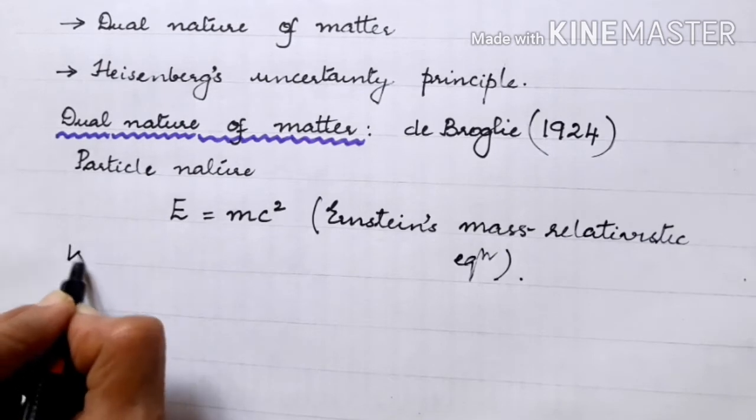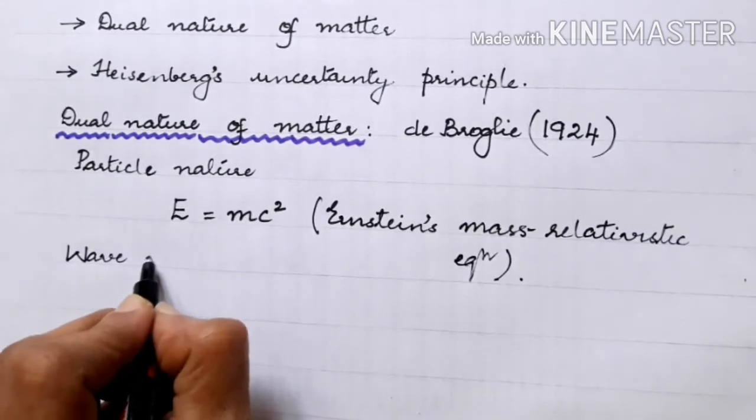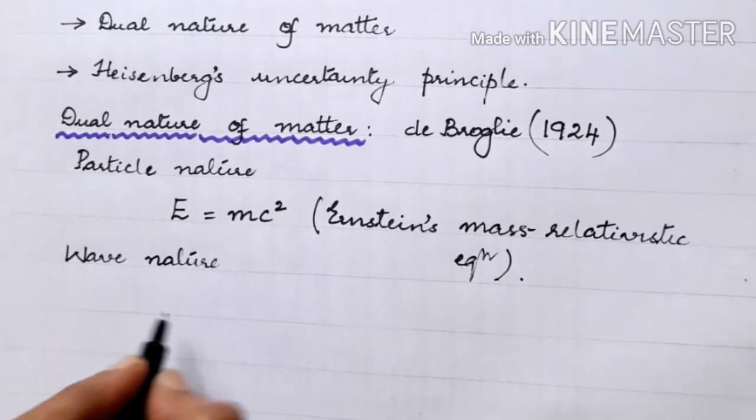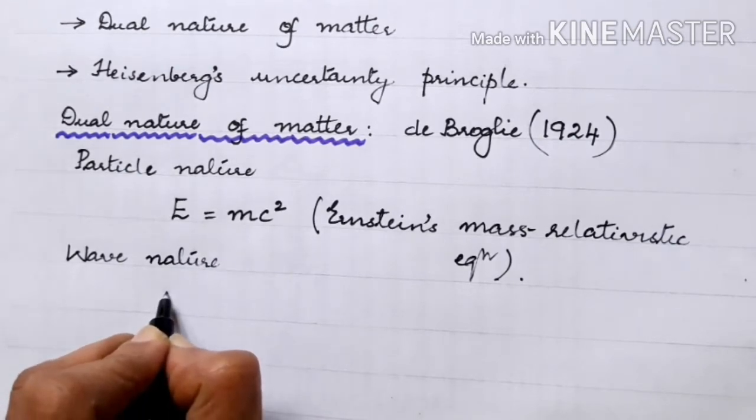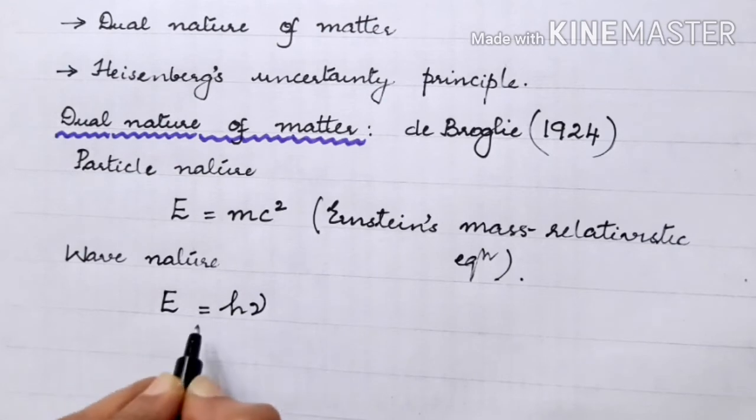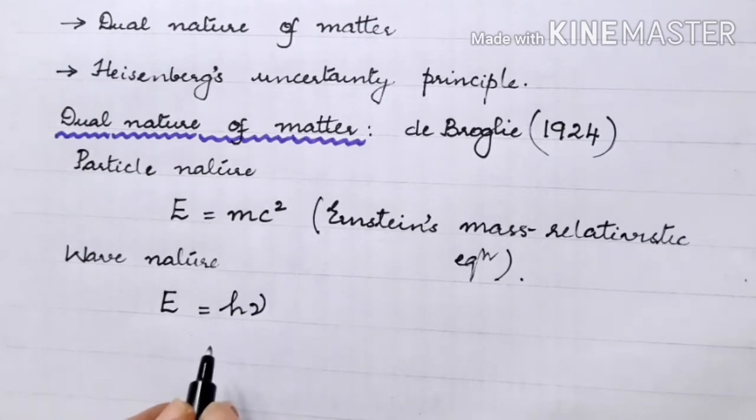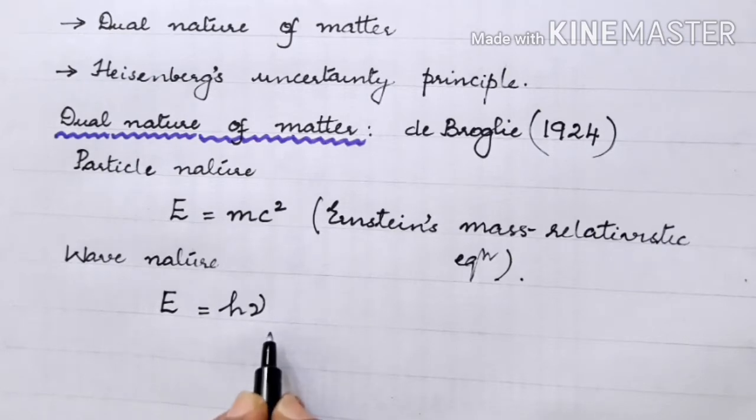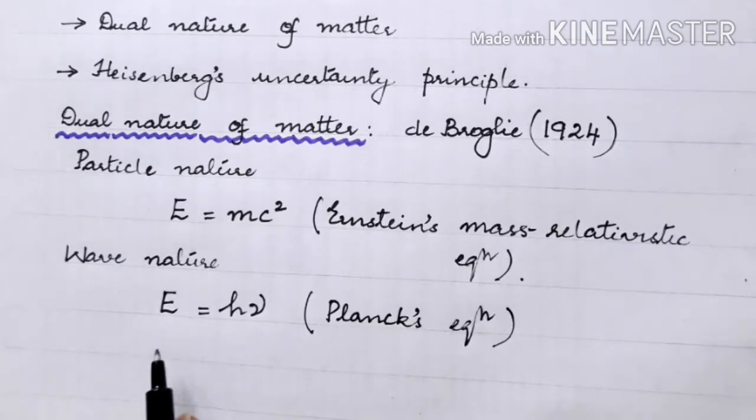He also suggested that matter will have wave nature, and that was proposed by the scientist named Max Planck in his equation E is equal to h nu, where energy is believed to move as discontinuous packets of energy, each packet known as a quantum, and it is given by the expression E is equal to h nu, where E stands for the energy, h is the Planck's constant, nu is the frequency of the radiation. So E is equal to h nu is given as the Planck's equation.